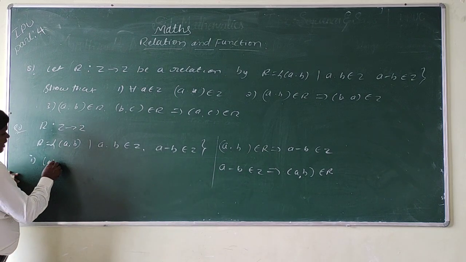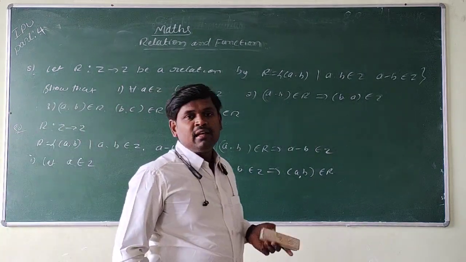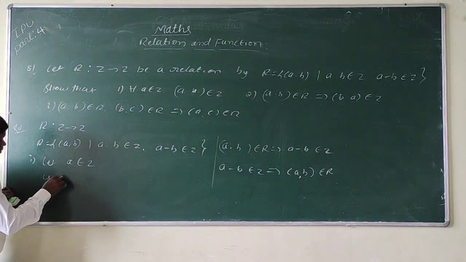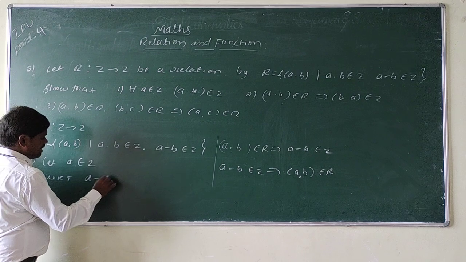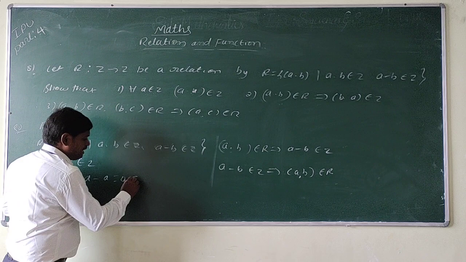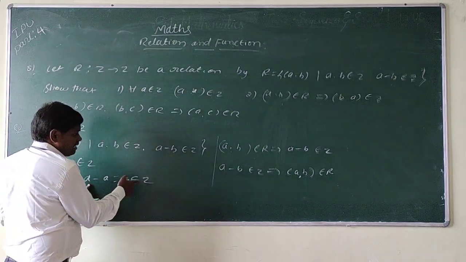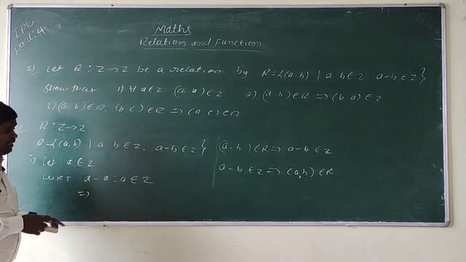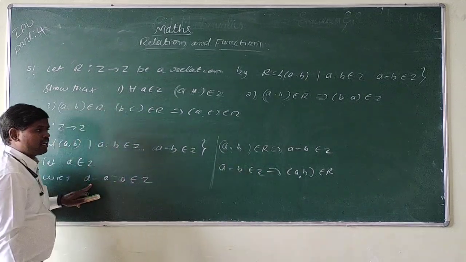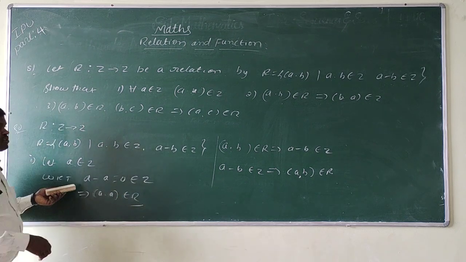So let a belong to Z. So a is any integer, whether it is a positive or negative integer. So a minus a is what? a minus a is 0, so it is also an integer. So observe, by definition, a minus a is an integer means a minus a belongs to Z. a minus b belongs to Z implies (a, b) belongs to R. Similarly, (a, a) belongs to R. The first one is over.